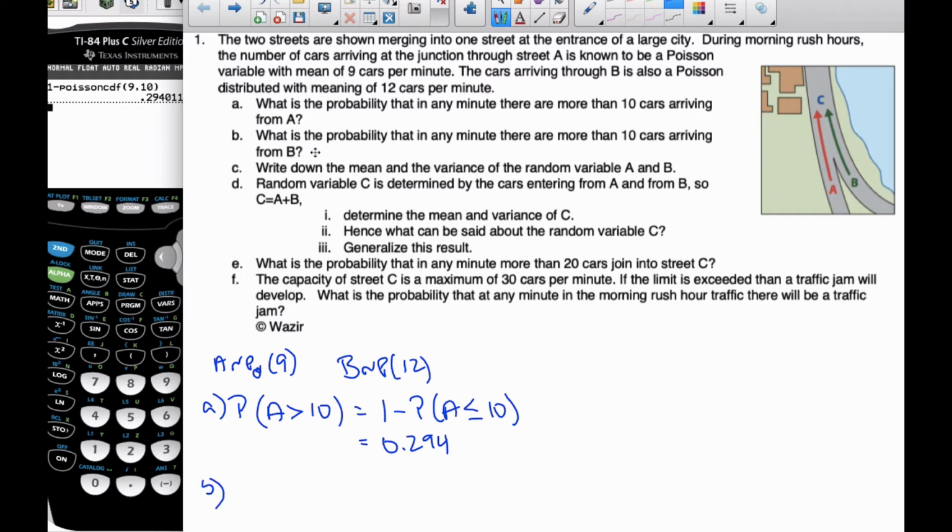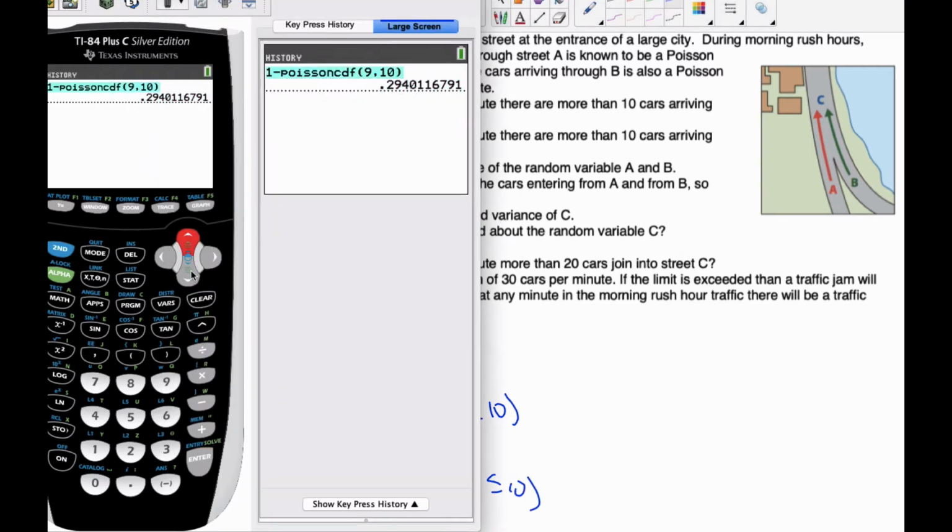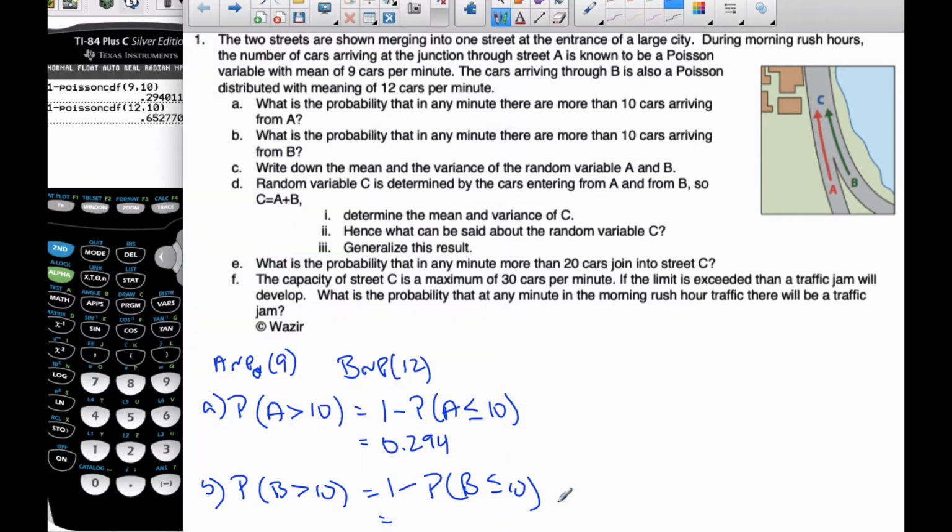Part B now says, what's the probability that more than 10 cars are arriving from B? So now I go to the probability that B is bigger than 10. Similarly, I'm going to go 1 minus the probability that B is less than or equal to 10. If I throw this in my calculator as well, I know that B has a mean of 12. Insert the 12, and this is 65.3%. All right, so there's A and B.